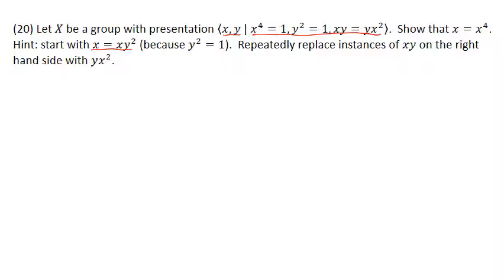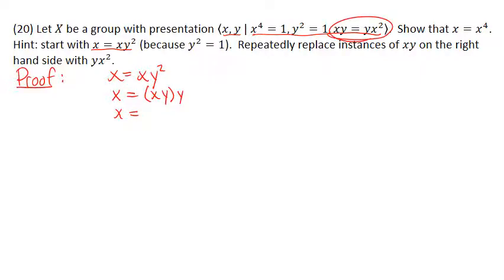Okay, so let's give a try at doing this. It sounds like it might be a little tricky, but let's do it. We start with the fact that x equals xy squared, just like we're told. Now we're going to repeatedly replace instances of xy on the right hand side with yx squared. So I separate this into xy times y, and replace the xy part with yx squared, because up here it says xy equals yx squared. So this is yx squared, and then y again.